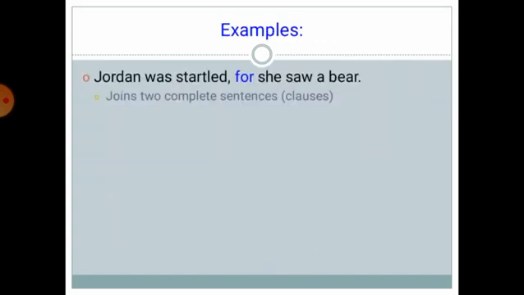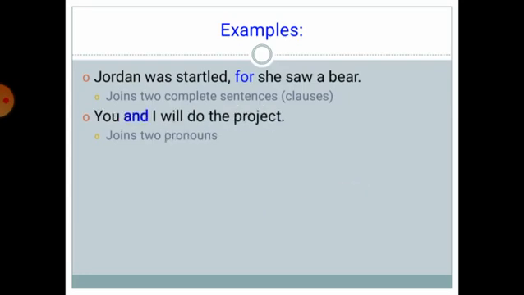Examples: Jordan was startled, for she saw a bear. Joins two complete sentences, and these are clauses. Remember, all the time that you see a coordinating conjunction, you first write the comma and then comes the conjunction.